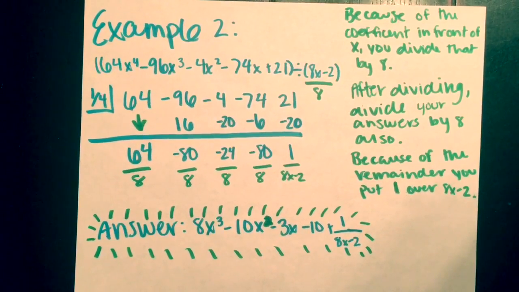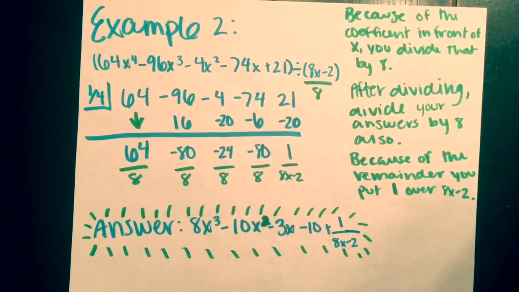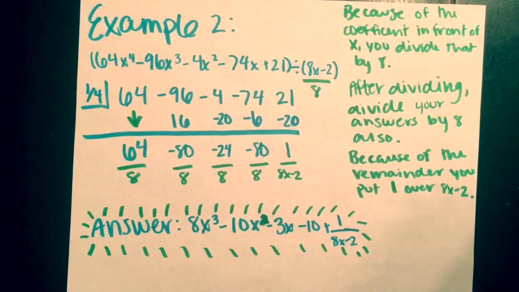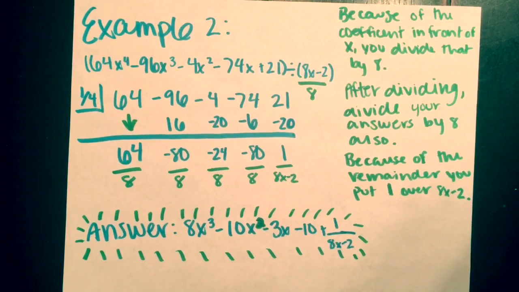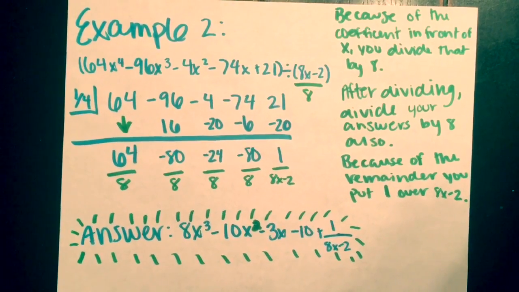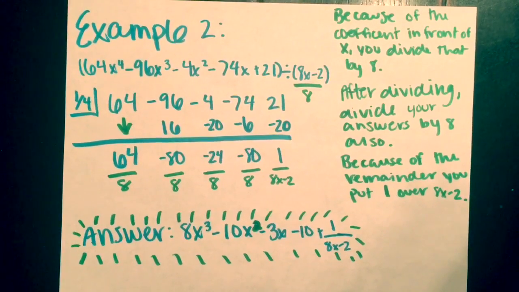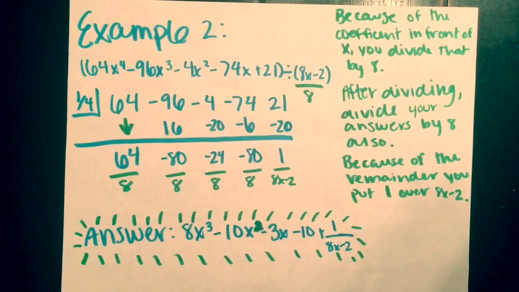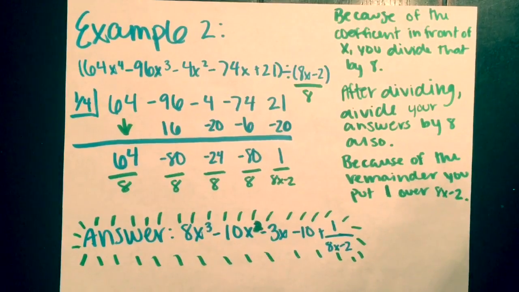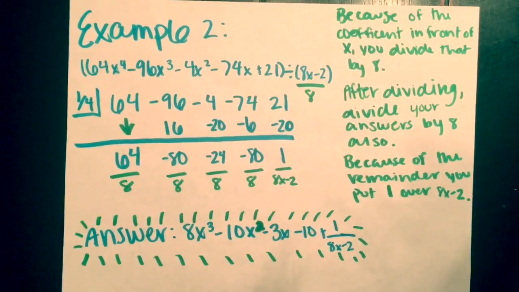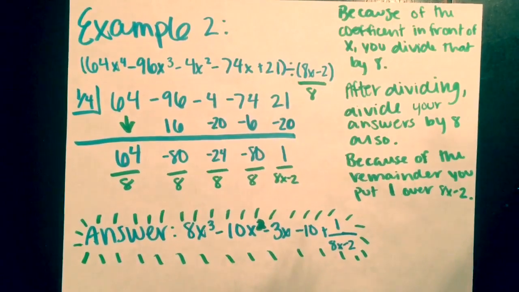So then you bring down 64 and multiply 64 by 1/4 to get 16. Then you're going to add -96 and 16 to get -80. And then you're going to multiply 1/4 by -80 to get -20. Then you'll add -4 and -20 to get -24. Then just like with the first one, you'll take 1/4 of -24 to get -6. And then you'll add -74 and -6 to get -80. Then you'll take 1/4 of that again to get -20 and add 21 and -20 to get 1.